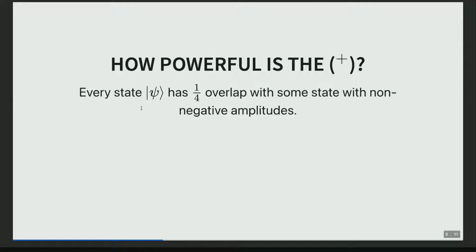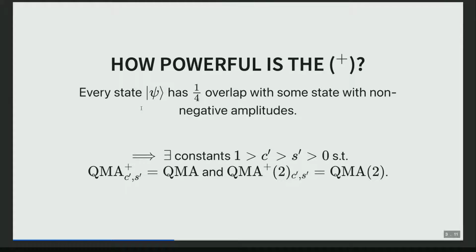And the same thing for QMA2 plus, you can turn it into a QMA2 protocol. So it means that there are these constants, C and S, where QMA plus equals QMA and QMA2 plus equals QMA2. So in some ways, if you choose C and S big enough, these classes are like cousins. There's a QMA class and there's QMA plus. There's QMA2 and there's QMA2 plus. But you mean if you choose C big enough and S small enough? Right, yeah. So sorry, if I choose the gap big enough.